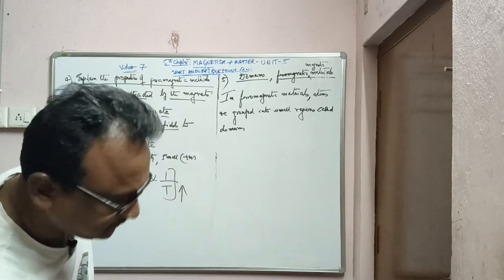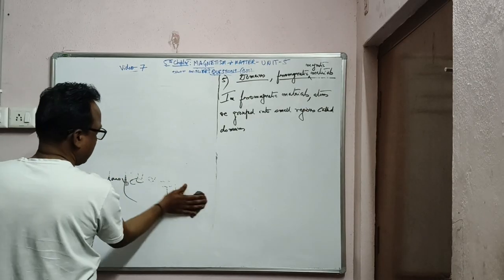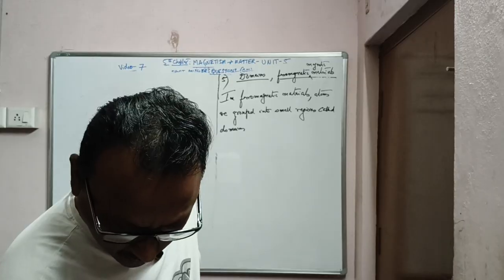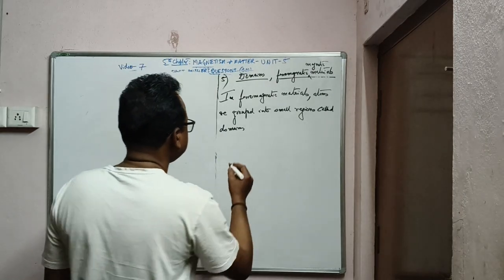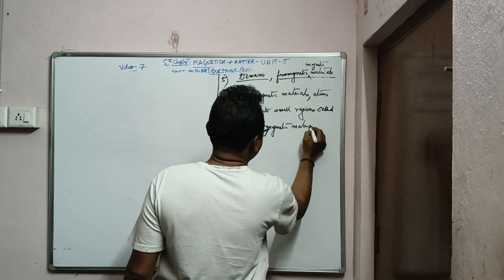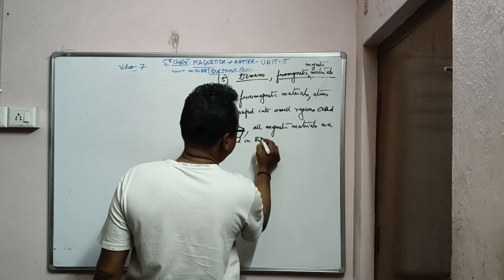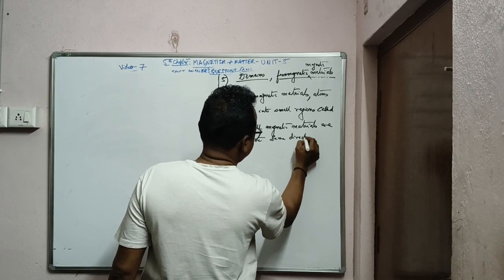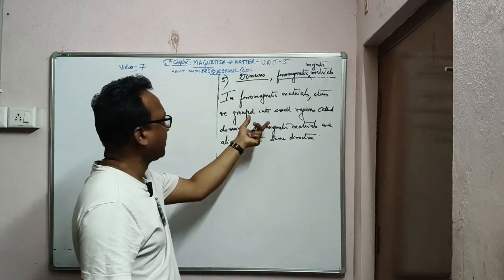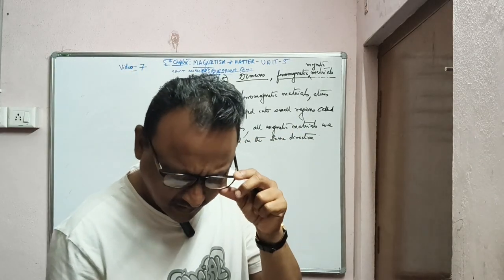Theoretical points. In ferromagnetic materials, atoms are grouped into small regions and these are called domains, where all magnetic moments are aligned in the same direction. This is the first thing regarding domains. In ferromagnetic materials, atoms are grouped into small regions called domains. All magnetic moments are aligned in the same direction, please.